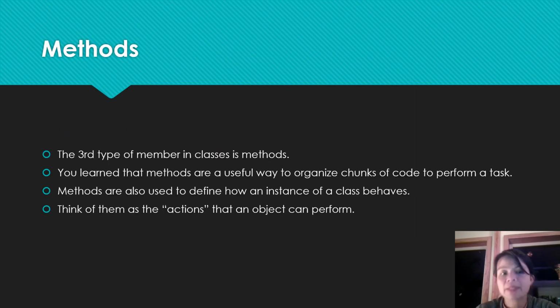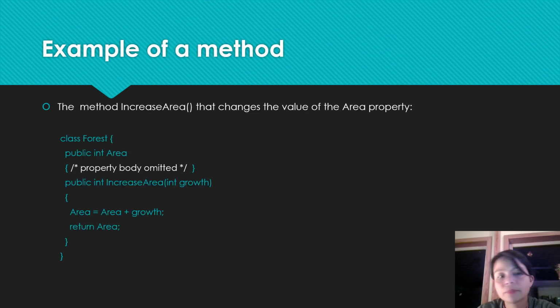Next, methods. This is the third type of member in classes. So you've learned that methods are a useful way to organize chunks of code to perform a task, right? Methods are used to define how an instance of a class behaves. So think of them as actions that an object can perform. An example of a method is here. The method increaseArea changes the value of the area property.